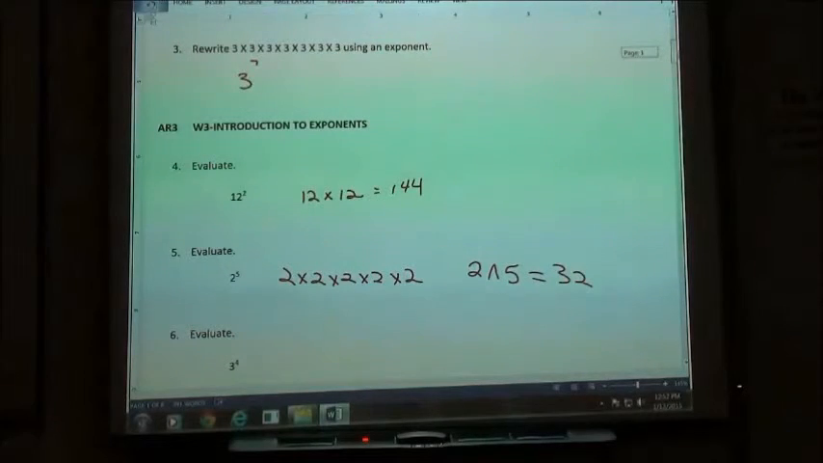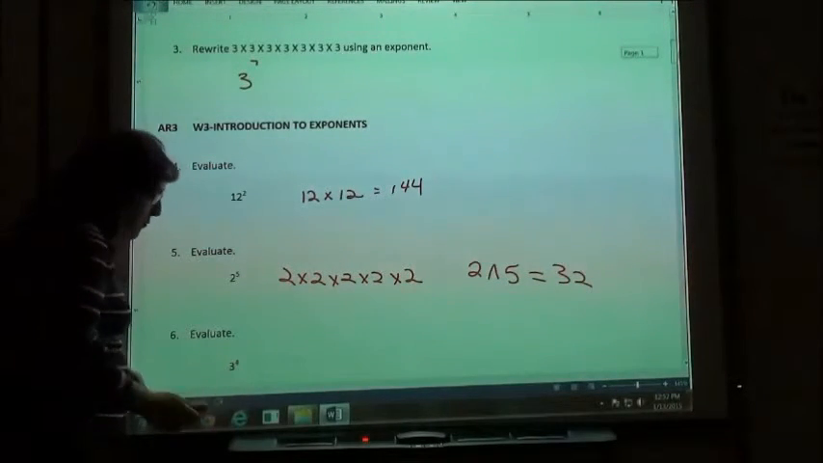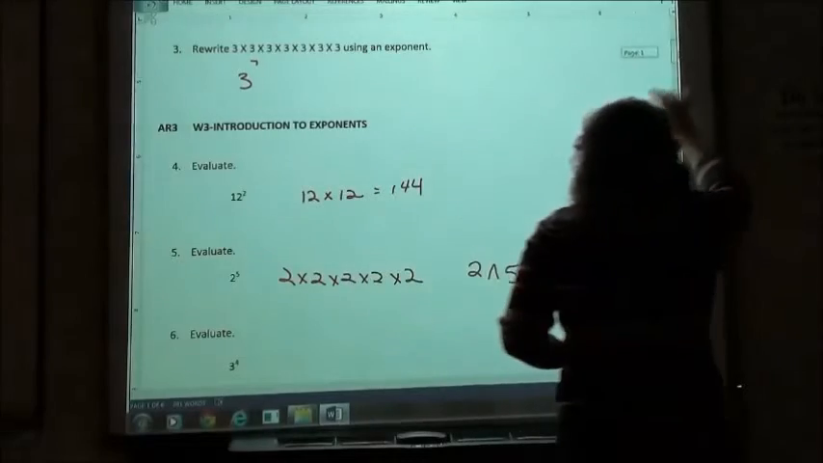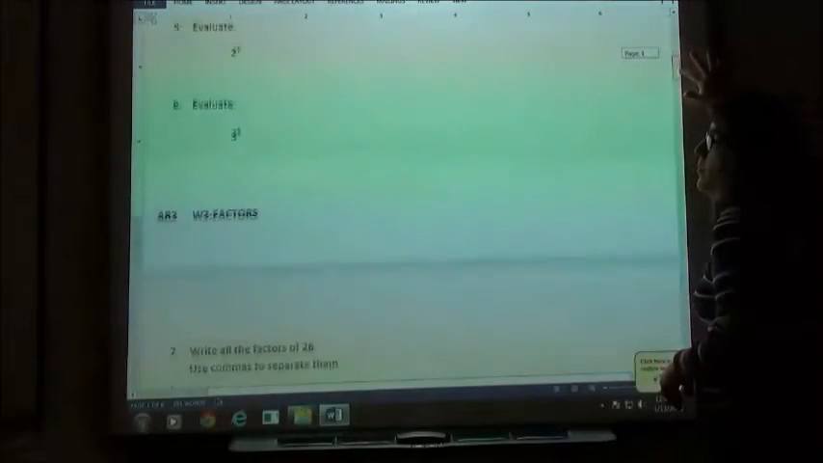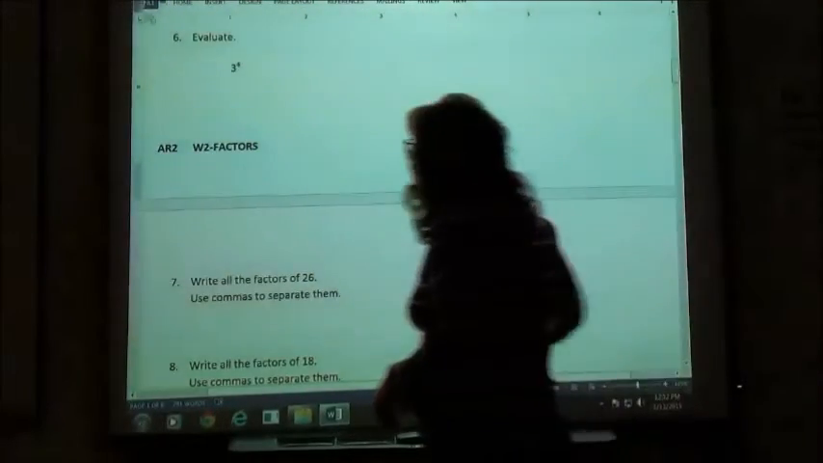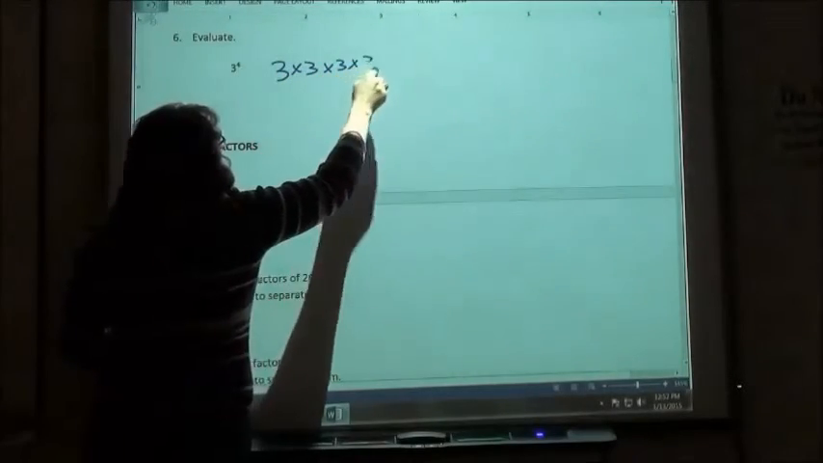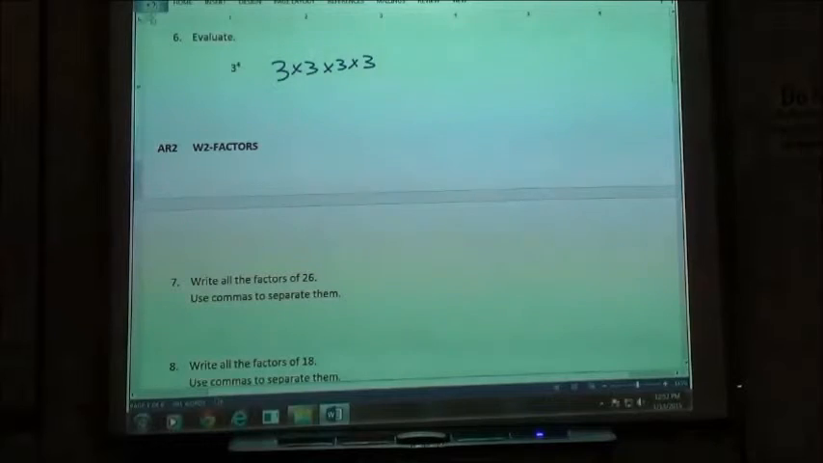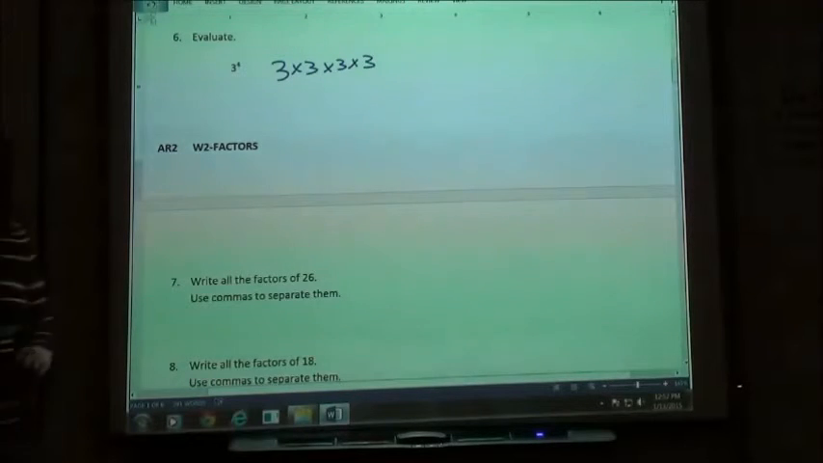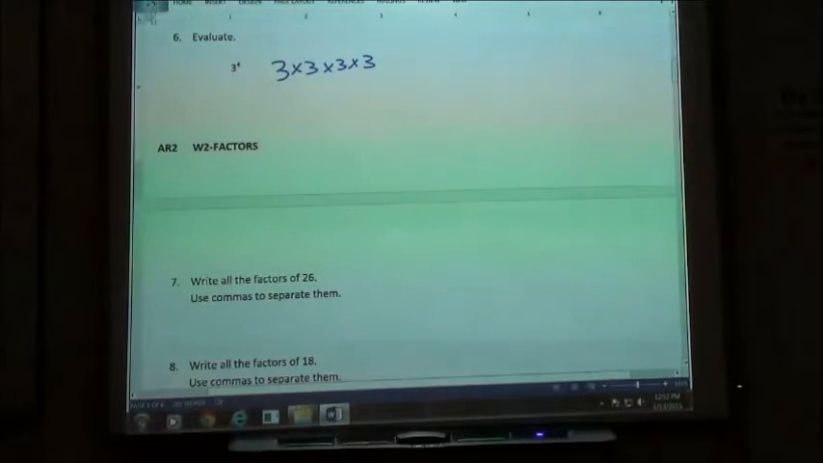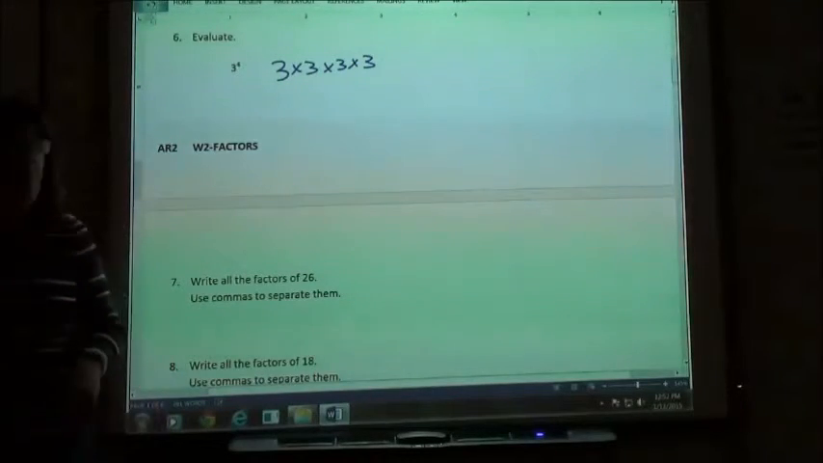So, number 6 says we're going to evaluate 3 to the 4th power. 3 to the 4th power. If you did 3 times 3 times 3 times 3, or used your calculator and did 3 caret 4, you come up with 81. I heard somebody say it. 81.